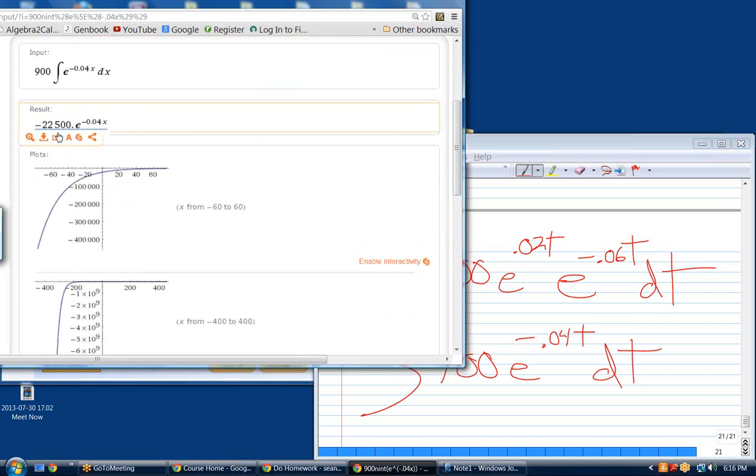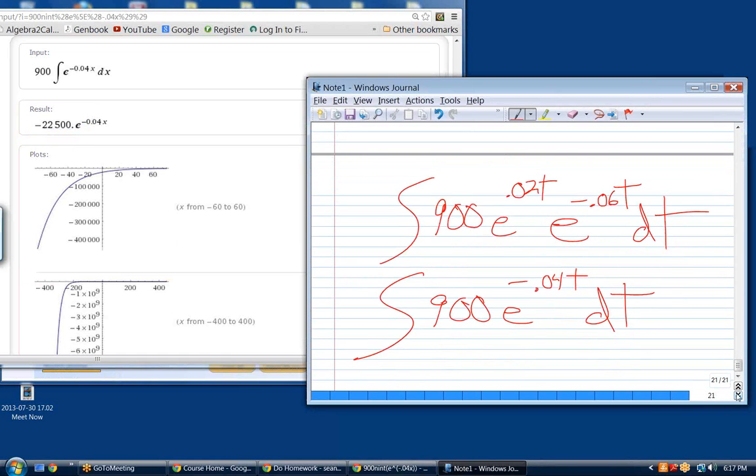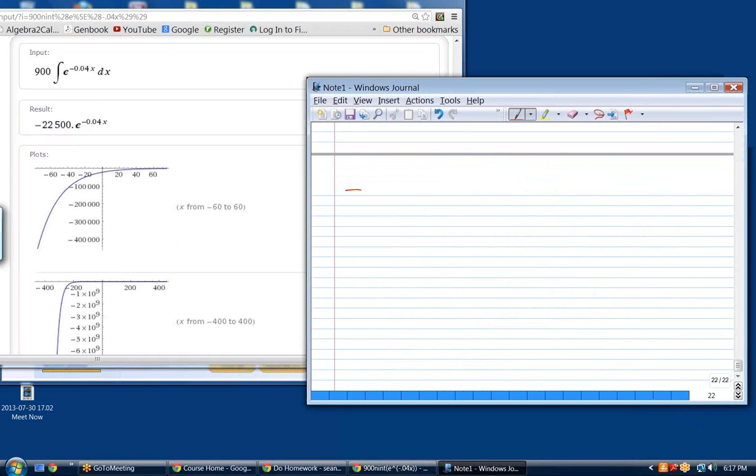Okay, this result makes sense because the answer is going to be e to the minus 0.04x divided by minus 0.04. When you take 900 divided by minus 0.04, you get this number here. Is that 0 relatively? Well, no, we've got to evaluate it now. So our result of the integration is this, and we're evaluating it from 0 to infinity.